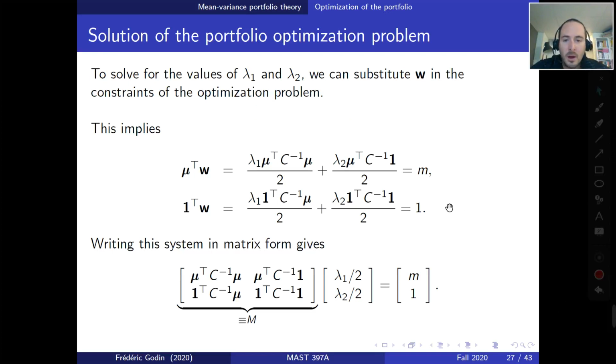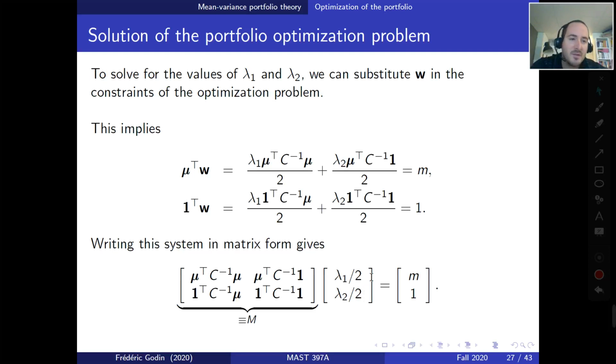So now this becomes a system of two equations, two unknowns. The unknowns here are lambda 1 and lambda 2, and we have two equalities. This is enough to find the solution for lambda 1 and lambda 2. So we can write this as a vectorial system of equations.